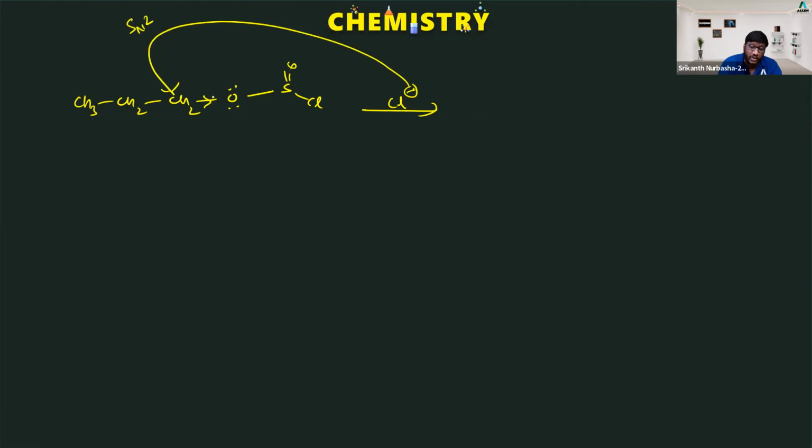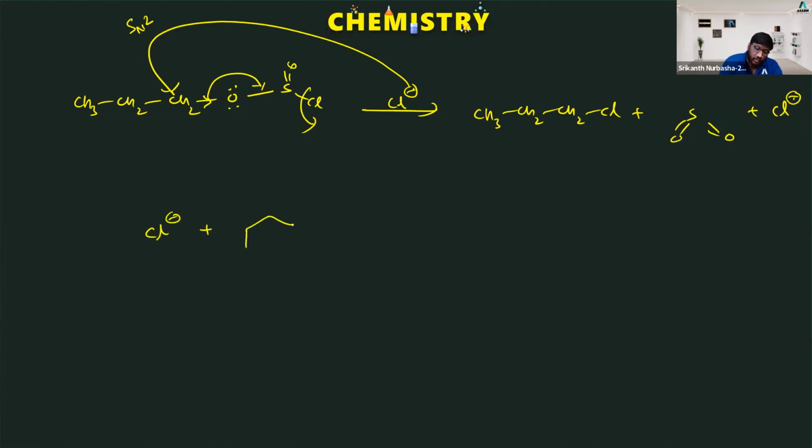No other chance. As soon as this attack occurs, the C-O electron density is given and the sulfur-chlorine bond is lost. We form CH3CH2CH2Cl plus SO2 plus a Cl minus. This Cl minus and the pyridinium will have electrostatic forces of attraction, so pyridinium chloride is going to form.